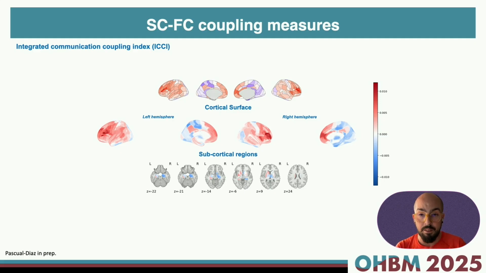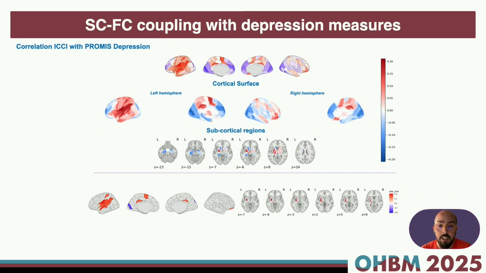And the point of all of this is that once we know how similar function and structure are, we can then compare some of those regions with the clinical measures. And as I told you in the previous sections, the first thing that we did was to correlate those measures with depression measures. And what we need to think here is that the higher the measure of depression is, the worse they are.